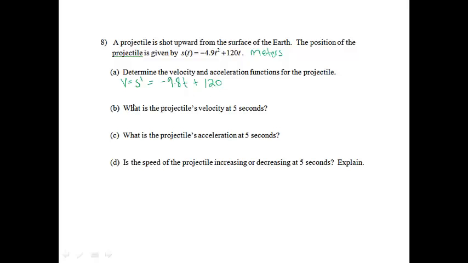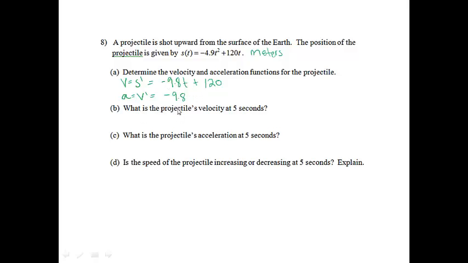And then it also asks me for the acceleration. To get the acceleration, I take the derivative of the velocity. So taking the derivative of the velocity, the derivative of negative 9.8t would be negative 9.8, and then the derivative of 120 is just 0 since it's a constant. So those are my functions for that.